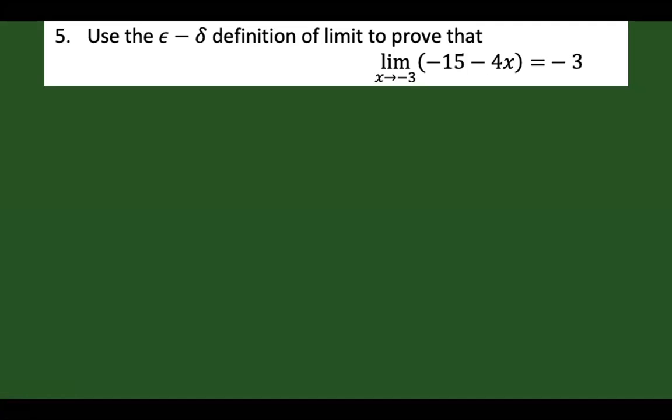All right, let's solve number 5. We're going to prove that the limit of negative 15 minus 4x as x approaches negative 3 is equal to negative 3 using the epsilon-delta definition of limit, or the formal definition of limit. Again, we will be having 2 steps here. So here's our proof.